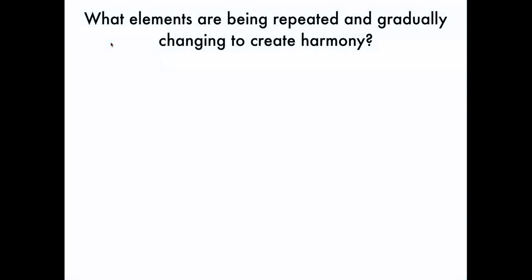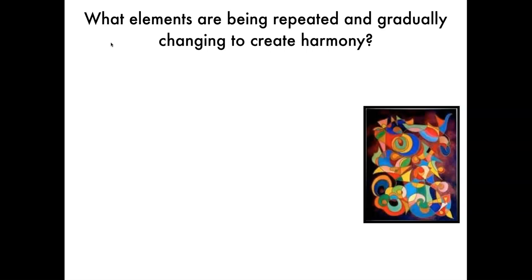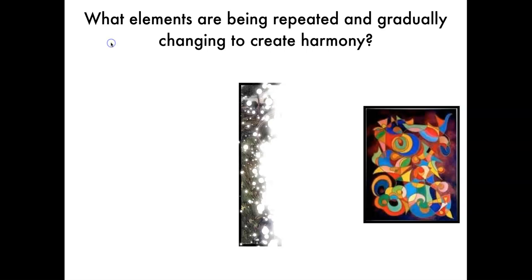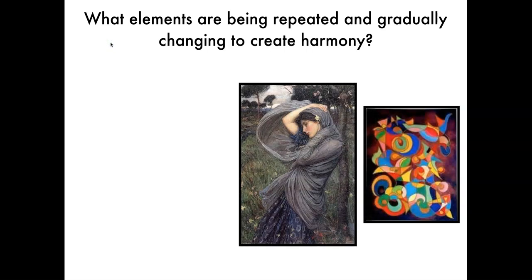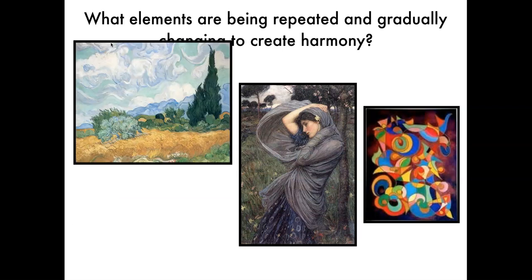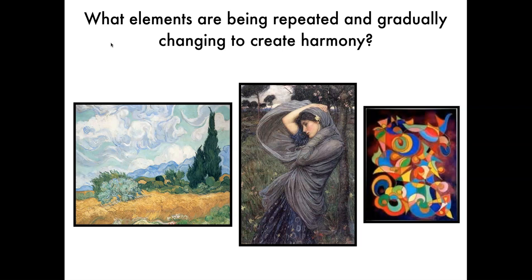So what elements are being repeated and gradually changing to create harmony in this one? Here you could say it's probably a little bit of a combination of geometric and organic shapes, and also intense colors. For this one, you could say that there are dull colors being repeated throughout, as well as a more soft texture in the way the paint is applied. Here in Van Gogh's painting, we're seeing curvilinear lines throughout the entire work. We're also seeing a similar texture in how the paint was applied.